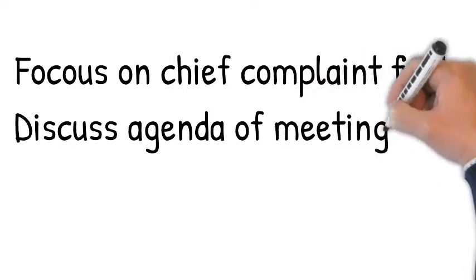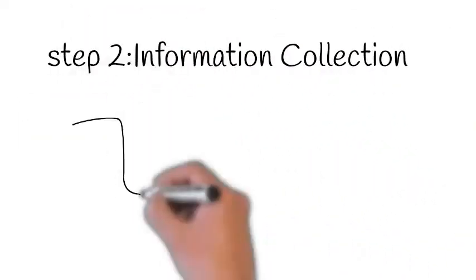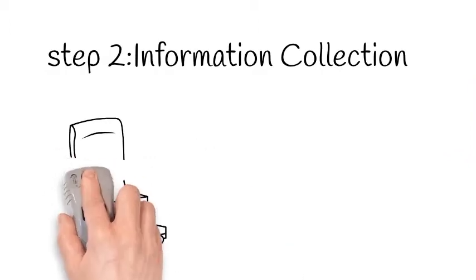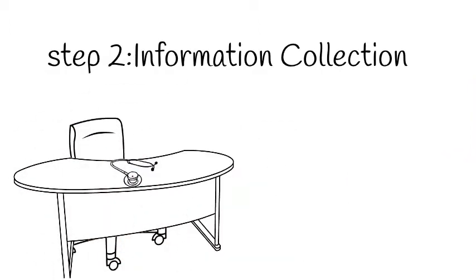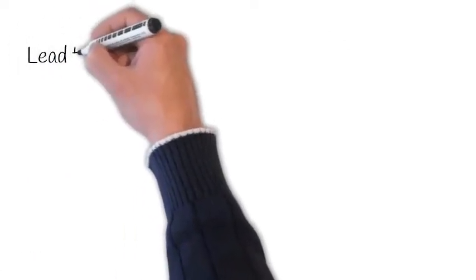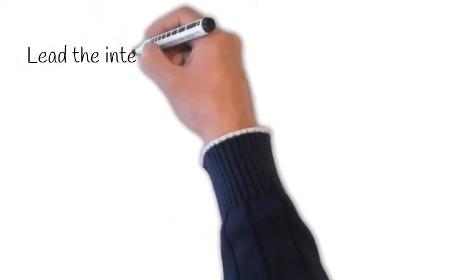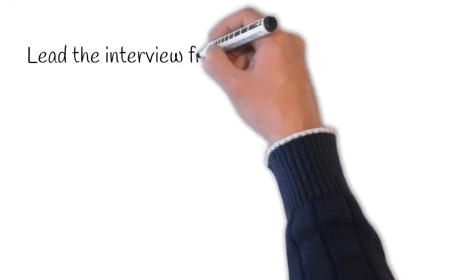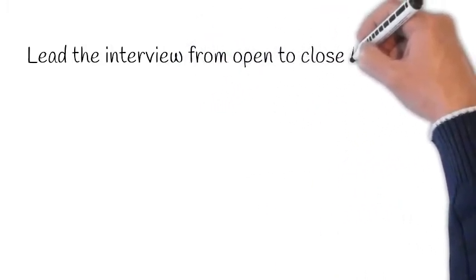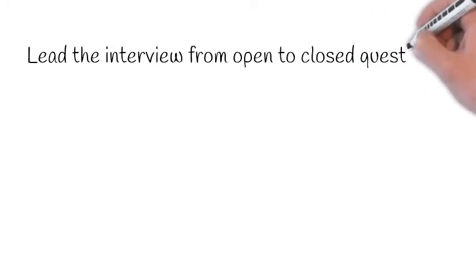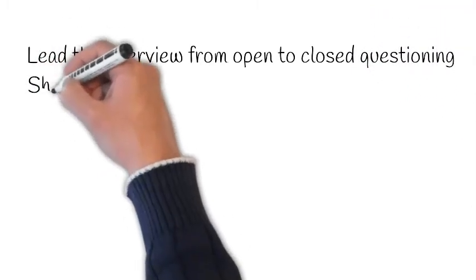After appropriately starting the interview with the patient, the next step is information collection. Step 2. Lead the interview from open to closed questioning. You can simply say, tell me more about your symptoms. Then narrow it down to closed questions like, how did it start? If the patient has pain, ask how he is feeling now.